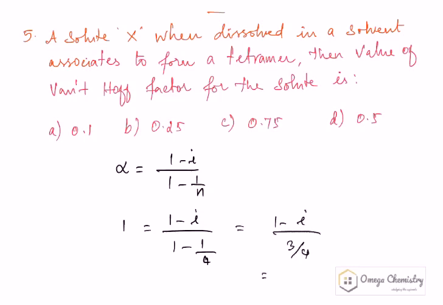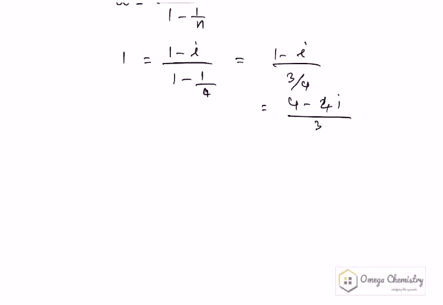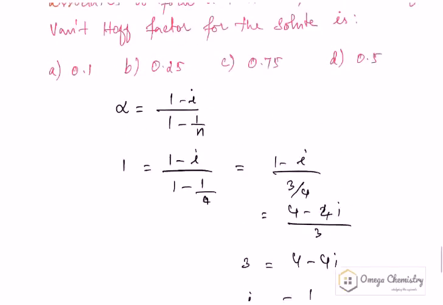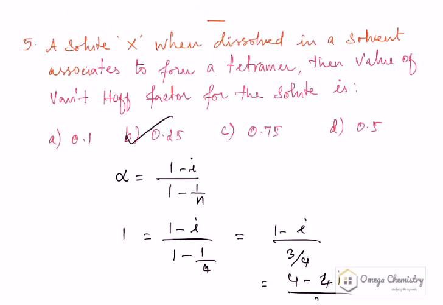3 by 4. Now which is nothing but 4 minus 4i by 3, and upon cross multiplication 3 is equal to 4 minus 4i. So i is equal to 1 by 4. That is nothing but 0.25. Okay. So 0.25 means answer B is the right answer.